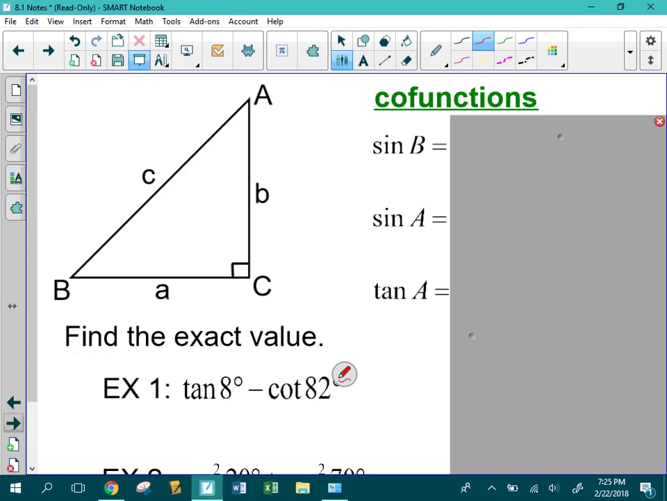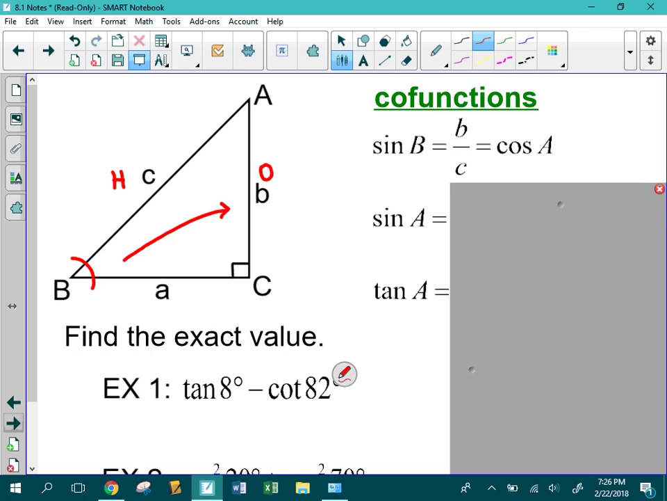So if we're talking about the sine of B, if I come down here and look at B, we know sine is opposite over hypotenuse. So opposite of B would be side b, and the hypotenuse would be across from the right angle, so that's side c. So opposite over hypotenuse for sine would be b over c. Well, if we talk about cosine of A, if we go up to this top angle, cosine is adjacent over hypotenuse. The adjacent leg is side b, and the hypotenuse is still always going to be side c.